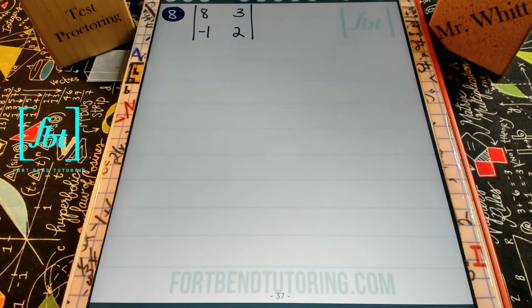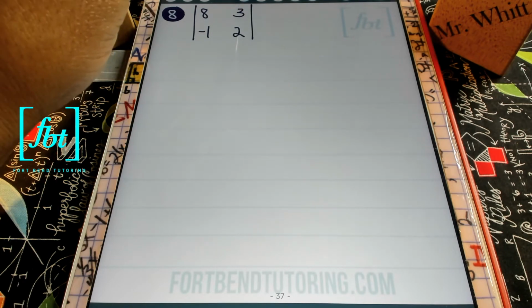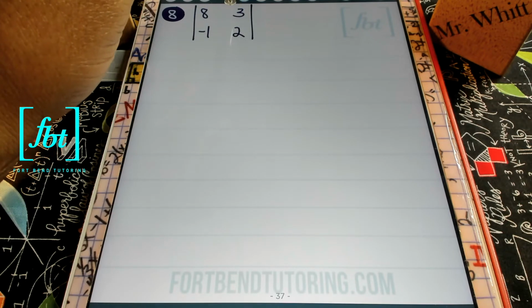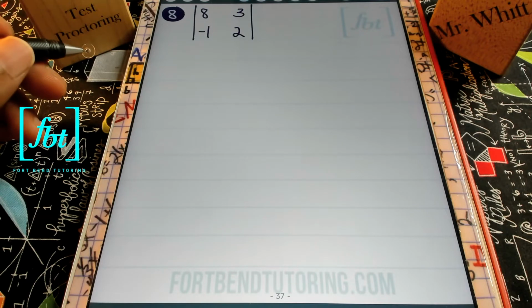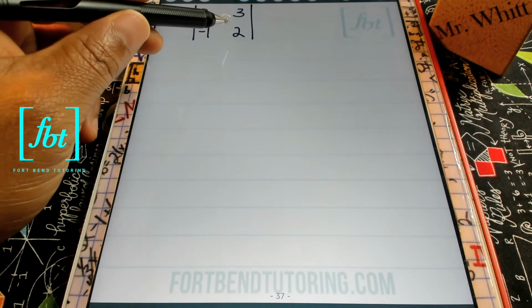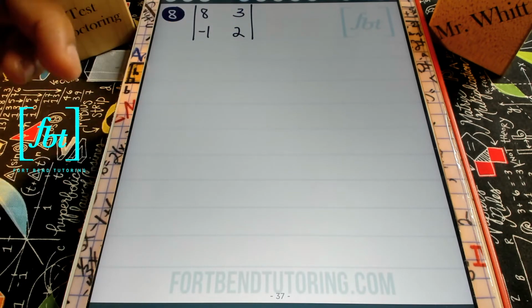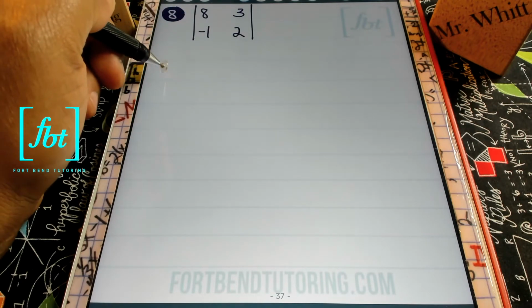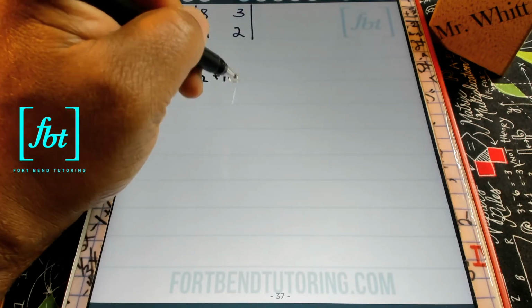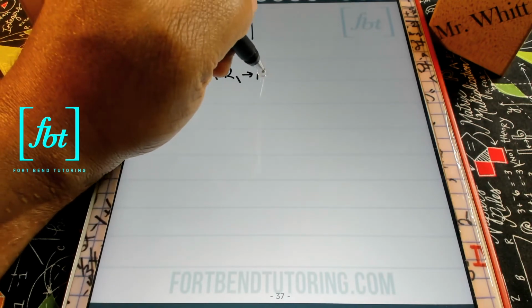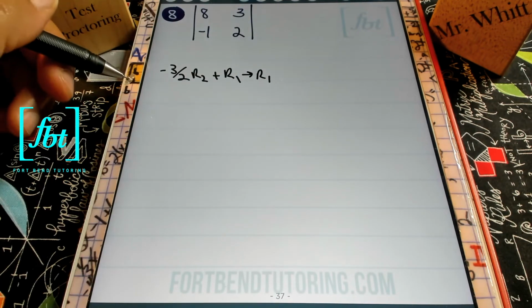I believe, I know, that I want to make a 0 right here where the 3 is. Yeah, just random choice. That's all. That being the case, I need to multiply 2 by something in order to get a negative 3. Well, in that case, I need to multiply by negative 3/2. So negative 3/2 row 2 plus row 1, placing the result in row 1 is what's going to happen.